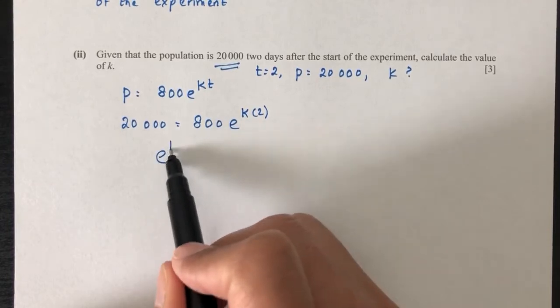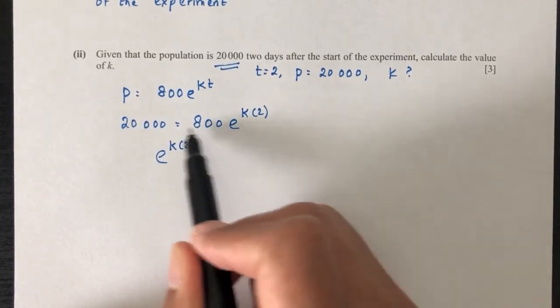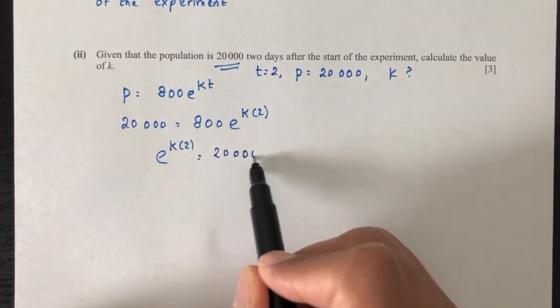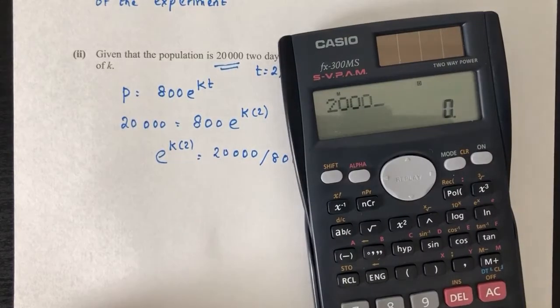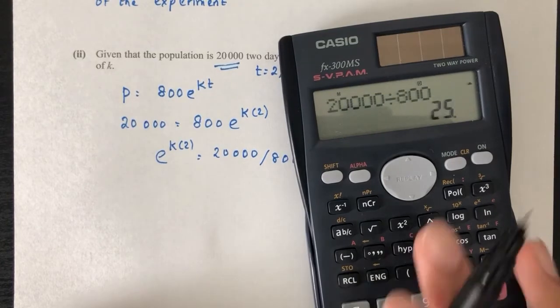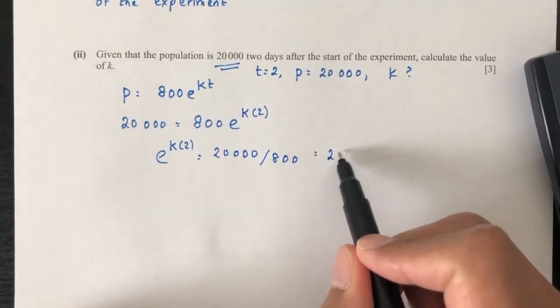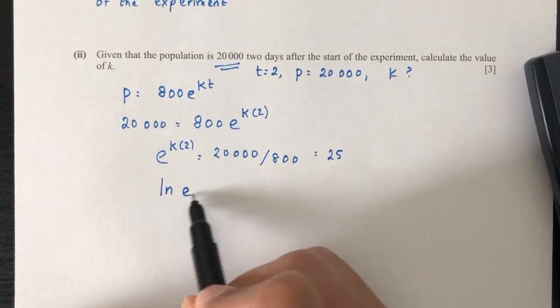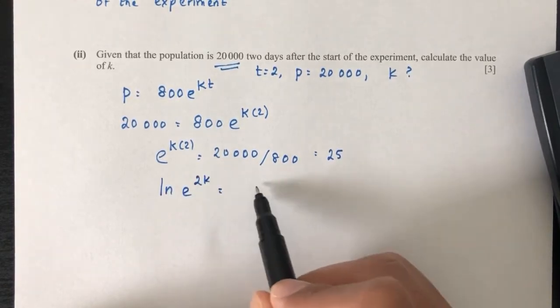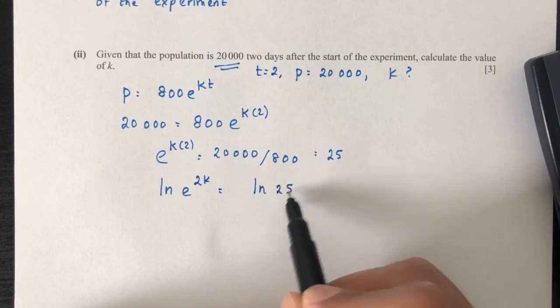We will have e^(2k) equal to 20,000 divided by 800. So let's do that. Divide by 800, that will be 25. So we take ln on both sides. We have ln e^(2k) equal to ln 25.